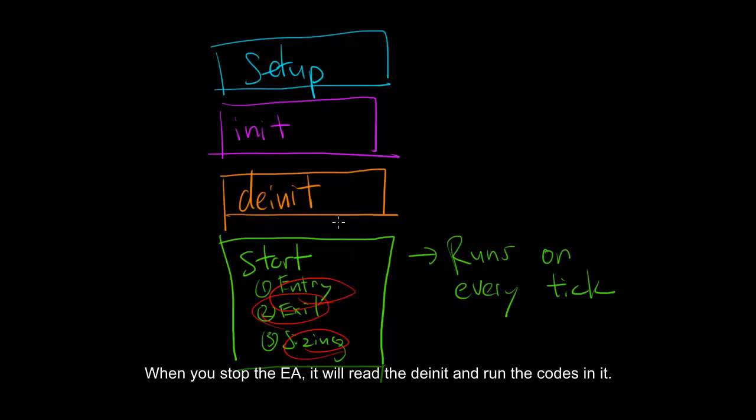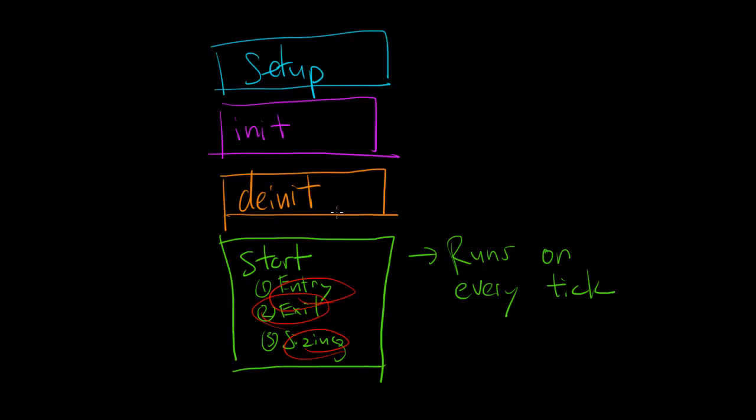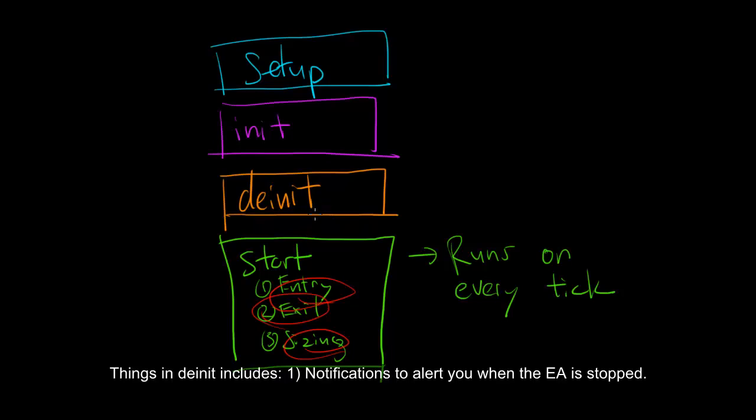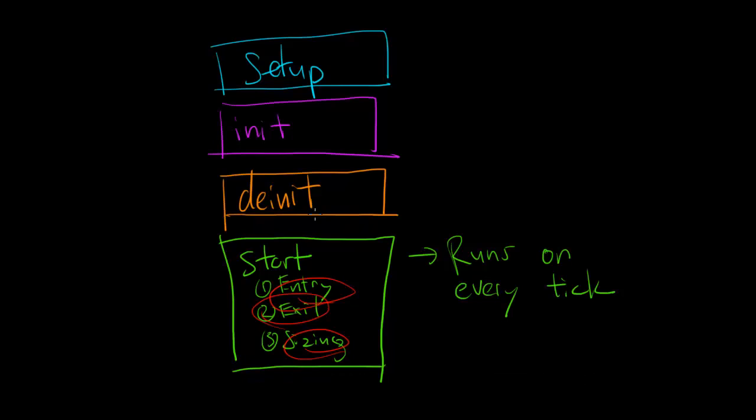When you stop the EA, you will run the deinit and whatever code that's inside it. So most of the time you have things like notification to tell you that, alright, we have stopped running the EA, or remove all the graphics that you initially placed on your chart, things like that.